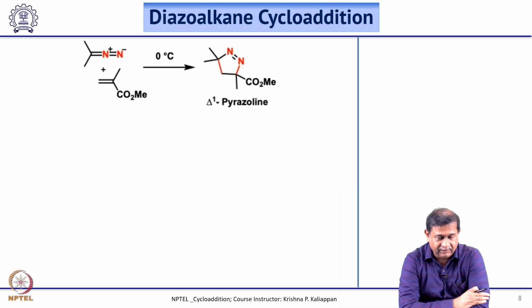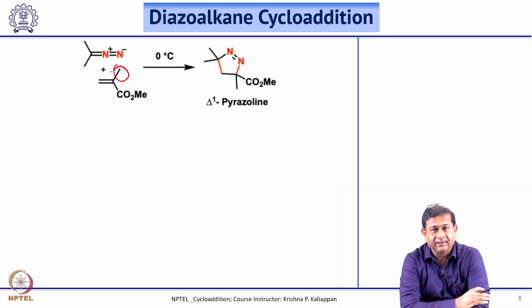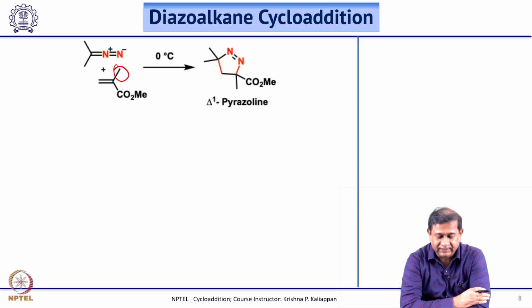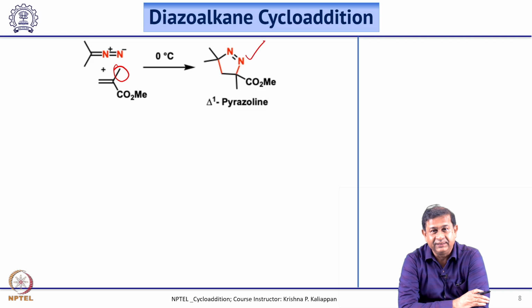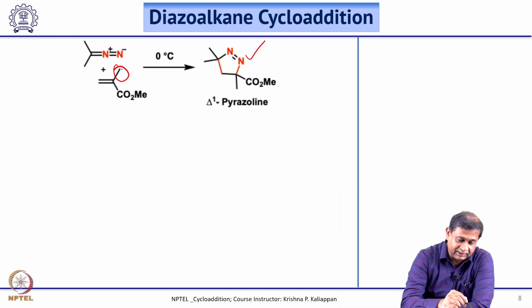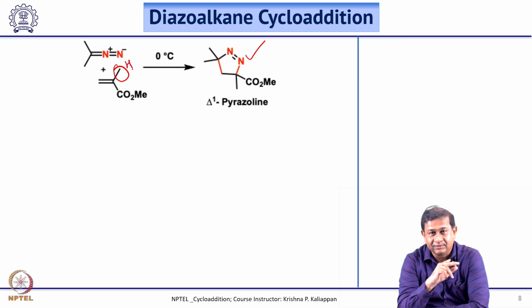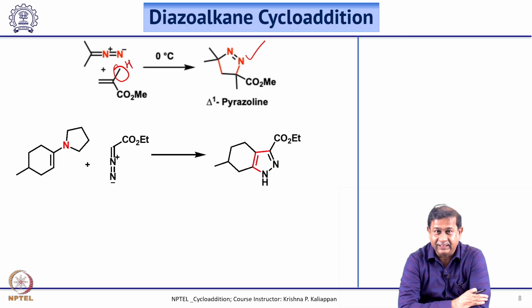And if you take, for example, instead of hydrogen in methyl acrylate, a methyl group at that position, then after the 1,3 dipolar cycloaddition reaction, there is no possibility of hydrogen migration. So you end up getting the delta 1 pyrazoline, whereas in the other case, when you have hydrogen instead of methyl, the hydrogen migration will take place to give the delta 2 pyrazoline. So that can be controlled by having an alkyl or aryl group at the alpha position.